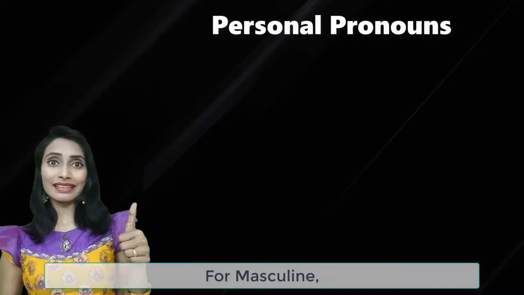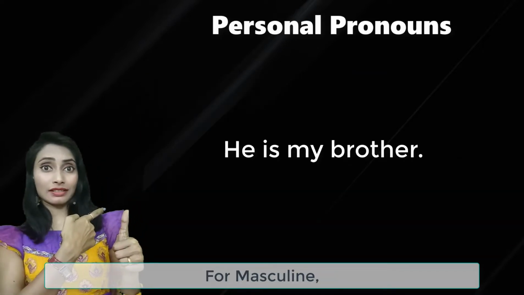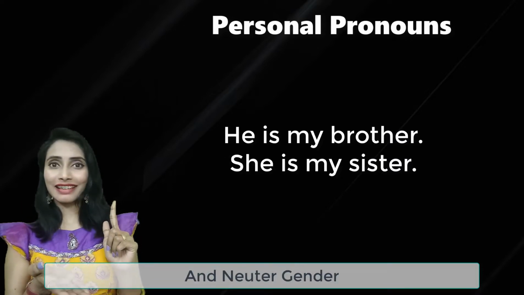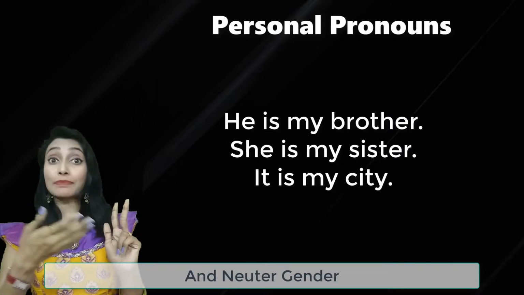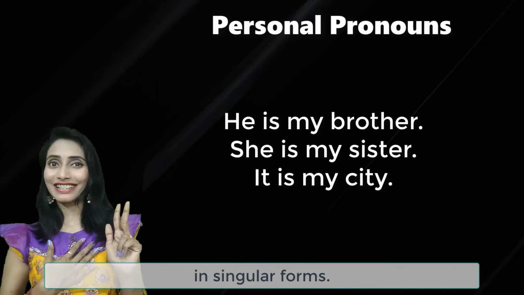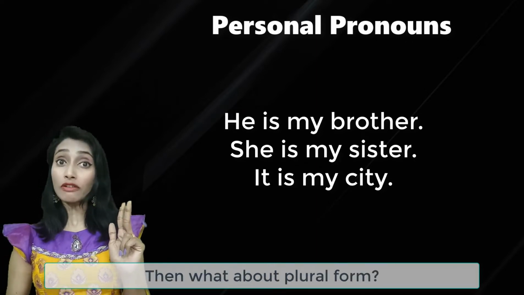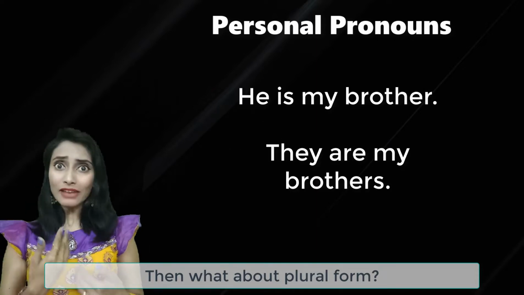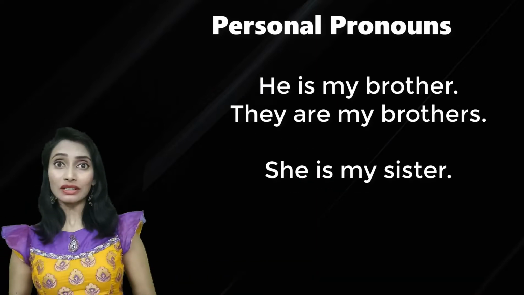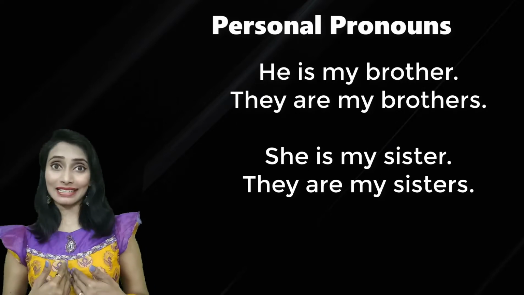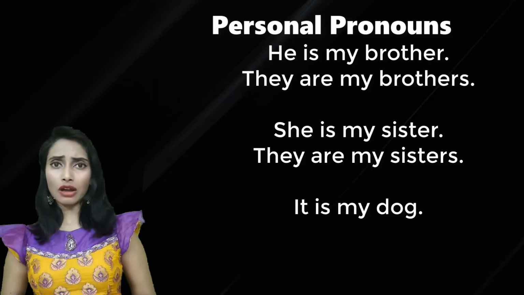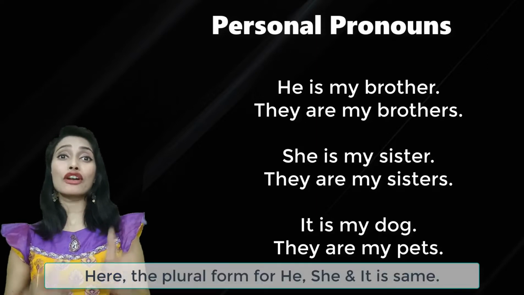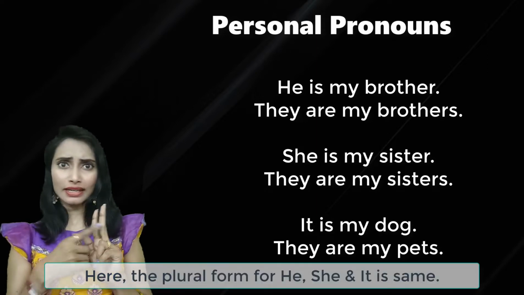For masculine, he is my brother. Feminine, she is my sister. And neuter gender, it is my city, in singular forms. Then what about plural form? He is my brother. They are my brothers. She is my sister. They are my sisters. It is my dog. They are my pets. Here, the plural form for he, she and it is the same.